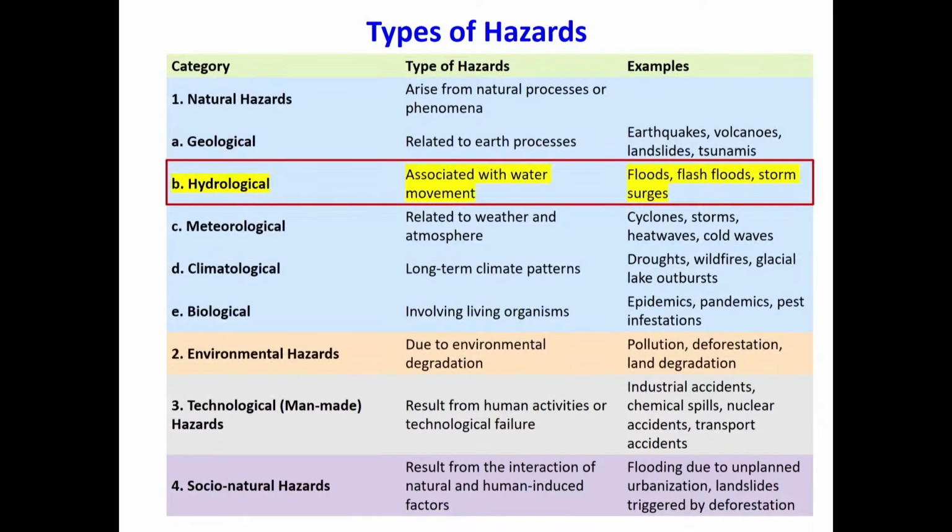Now, there are different classifications of hazards. Under natural hazards, there are various types, as you can see from the table: geological, hydrological, meteorological, climatological, biological, and then there are environmental hazards, technological hazards, socio-natural hazards. So hydrological, as you can see, is associated with water movements, and examples are floods, flash floods, storm surge, dam failures, and so on.